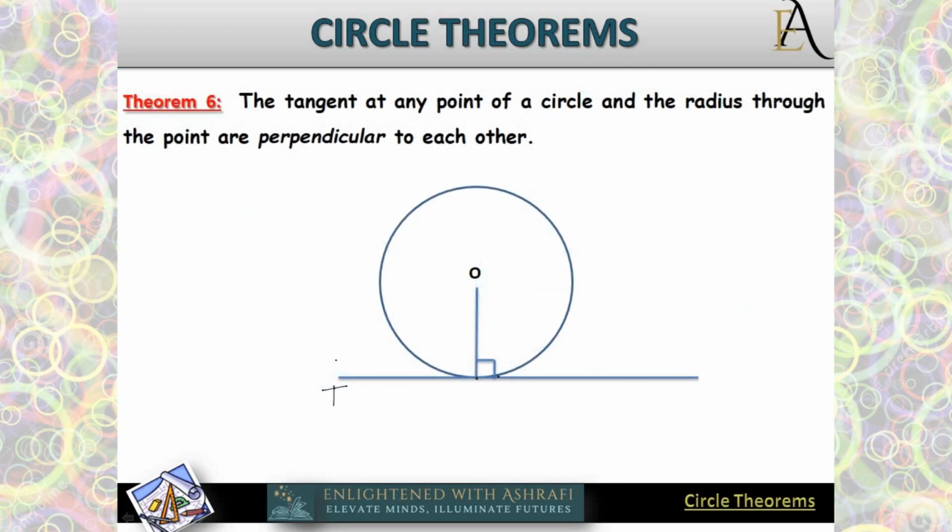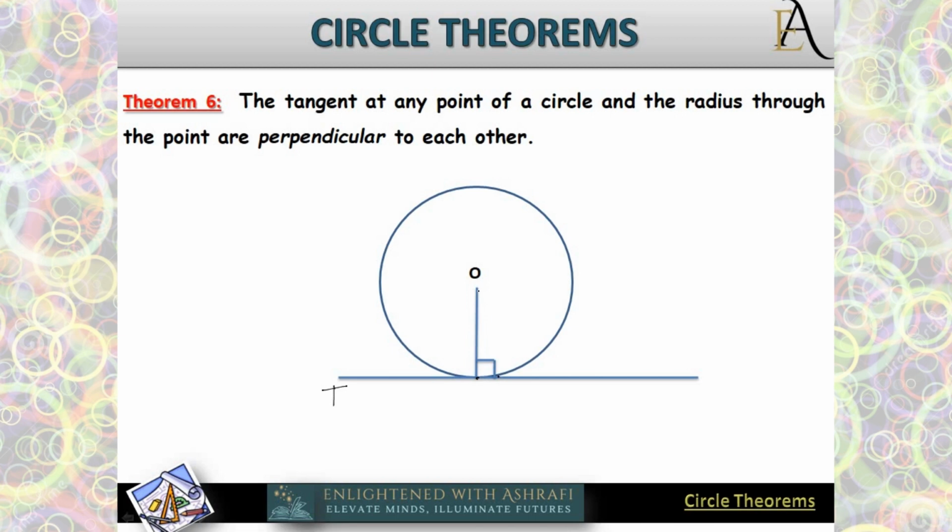Theorem 6. The tangent at any point of a circle and the radius through the point are perpendicular to each other. What is a tangent? A tangent is a line outside the circle where it touches the circle at the circumference only once. Now we can see over here there is this line T, which is a tangent. Why? Because it is touching the circumference of the circle only once. So if you draw a radius and a tangent, then the point where they meet is 90 degrees.